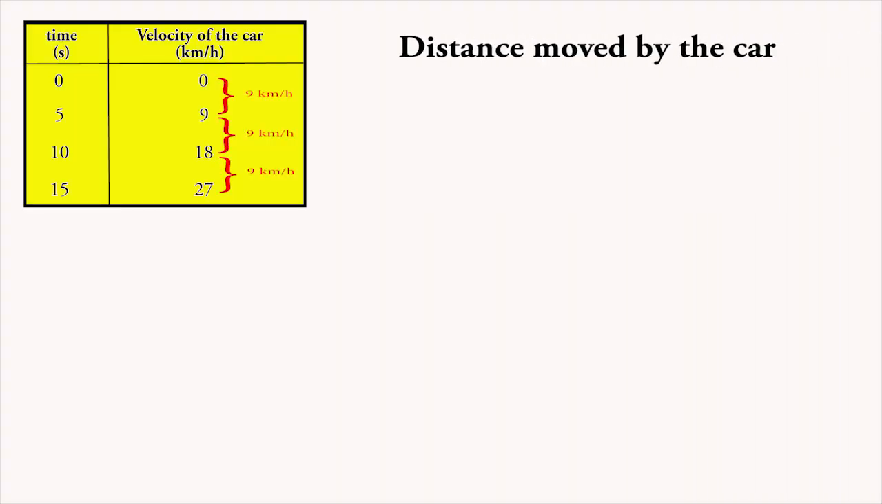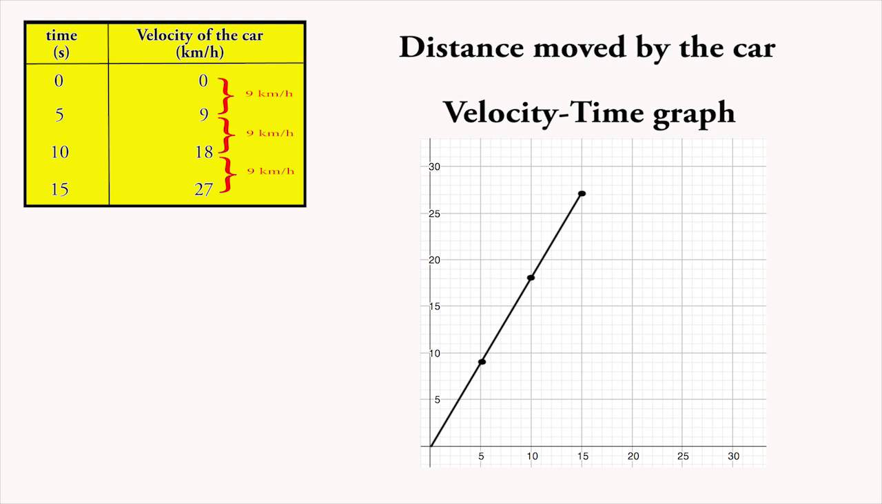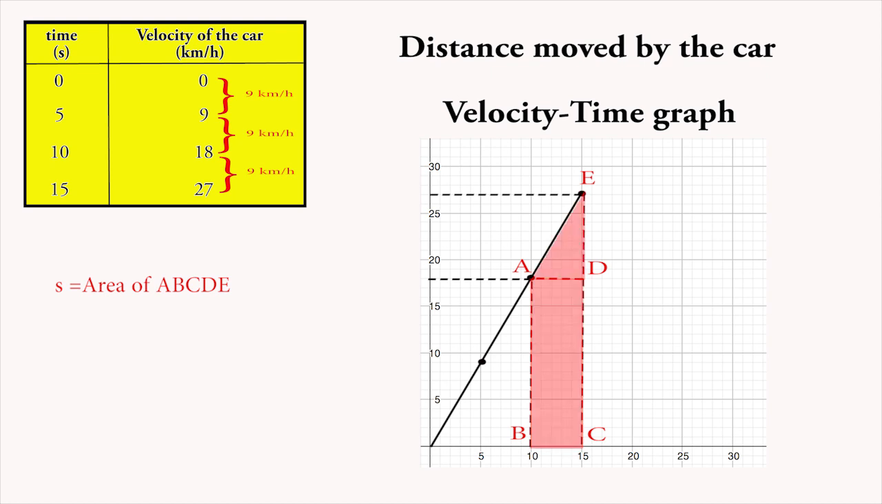So the distance moved by the car can be determined by the area under the velocity-time graph. That is, S equals the area of ABCDE, which gives us the area of rectangle ABCD added to the area of triangle ADE.